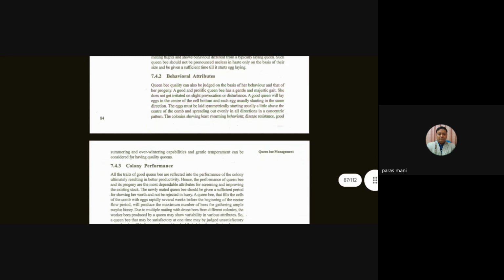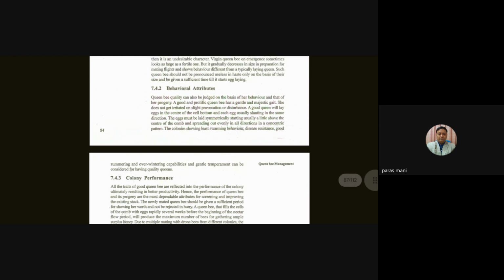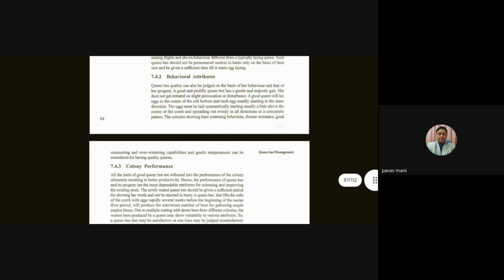And behavioral attributes, we discussed earlier. A queen can be judged on the basis of her behavior and that of her progeny. The behavior of the queen implies that her progeny also behave in the same manner. A good and prolific queen bee has a gentle and majestic gait. She does not get irritated on slight provocation or disturbance. For slight provocation, she should not be irritated, and should be calm. She does not show any stinging behavior.